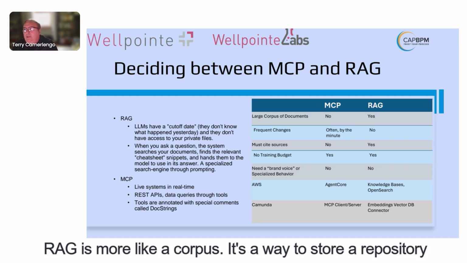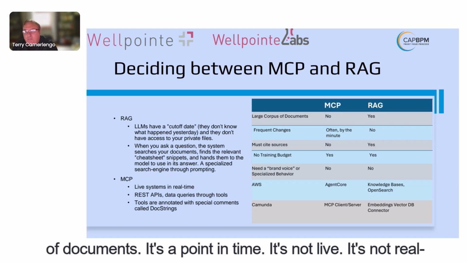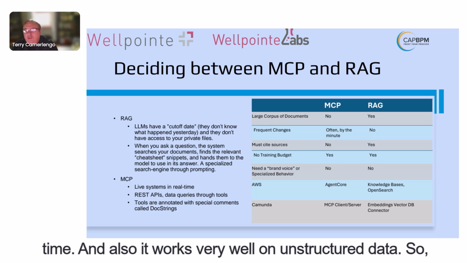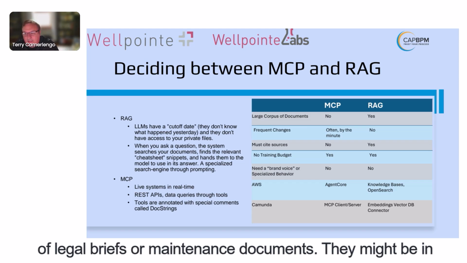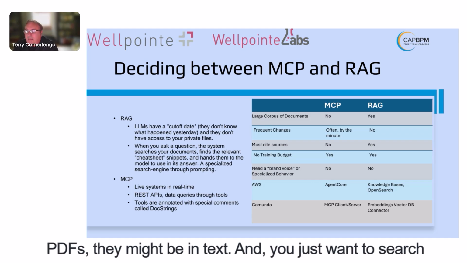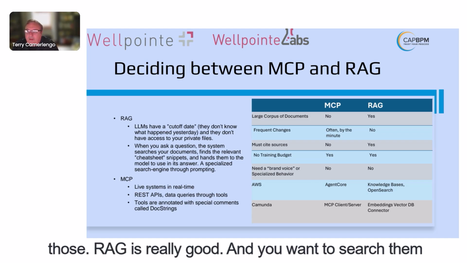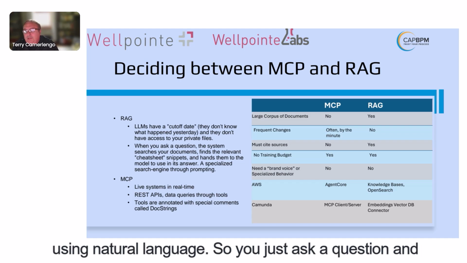RAG is more like a corpus. It's a way to store a repository of documents. It's a point in time. It's not live. It's not real time. And also it works very well with unstructured data. So imagine you have a repository of like legal cases or documented legal briefs or maintenance documents. They might be in PDFs. They might be in text. And you just want to search those. RAG is really good. And you want to search them using natural language.